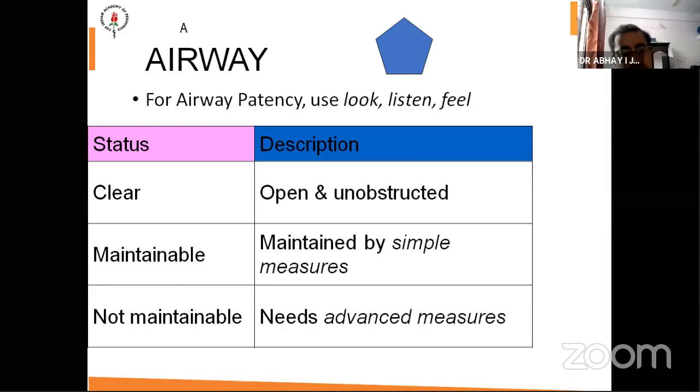And if it is not maintainable by routine measures, by keeping on the left lateral position, or by simple measures, just by the head tilt, chin lift method, then in those cases we need advanced measures to maintain the airway, and that will be where we need to intervene as quickly as possible. So airway we decide by auscultating and seeing the patient and feeling also whether it is clear, maintainable or non-maintainable. If it is clear and maintainable, we don't have to do anything. But if it is not maintainable, we don't go ahead with assessment and we immediately intervene there itself so that we can improve the outcome.